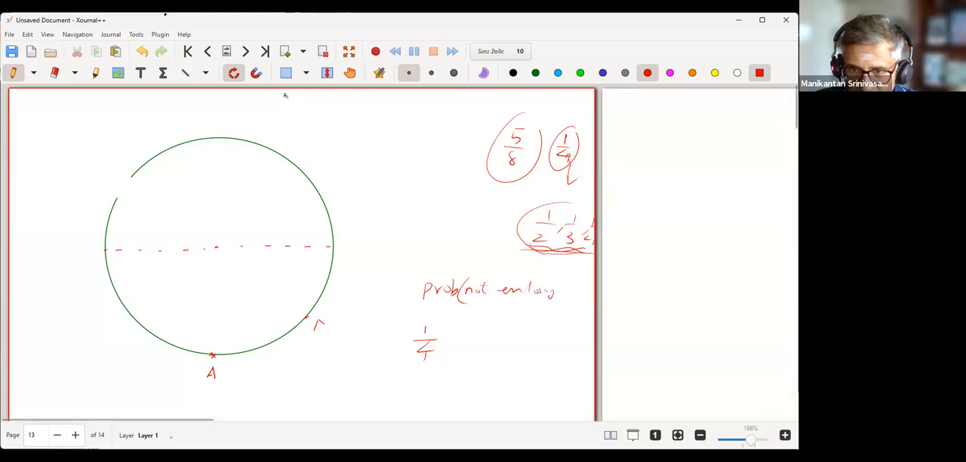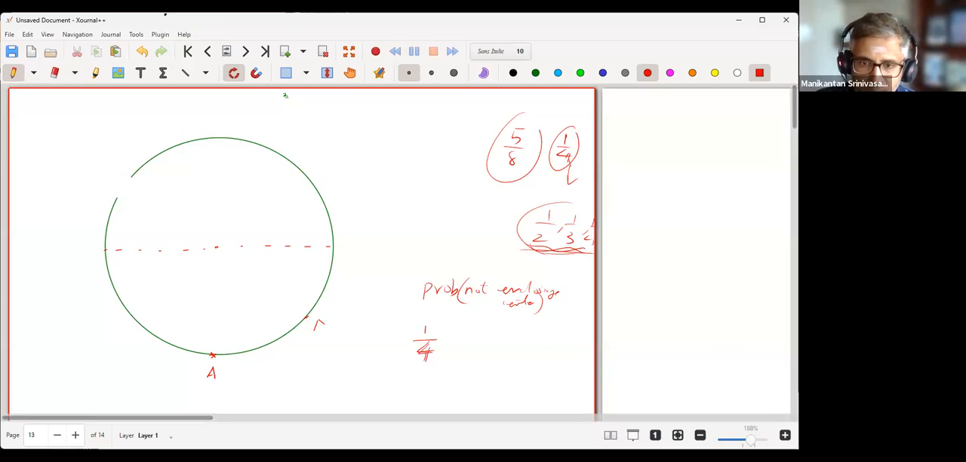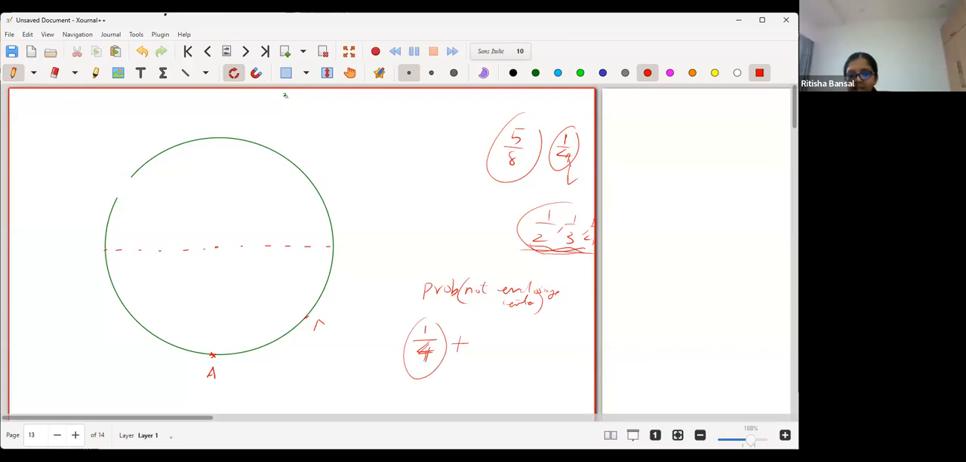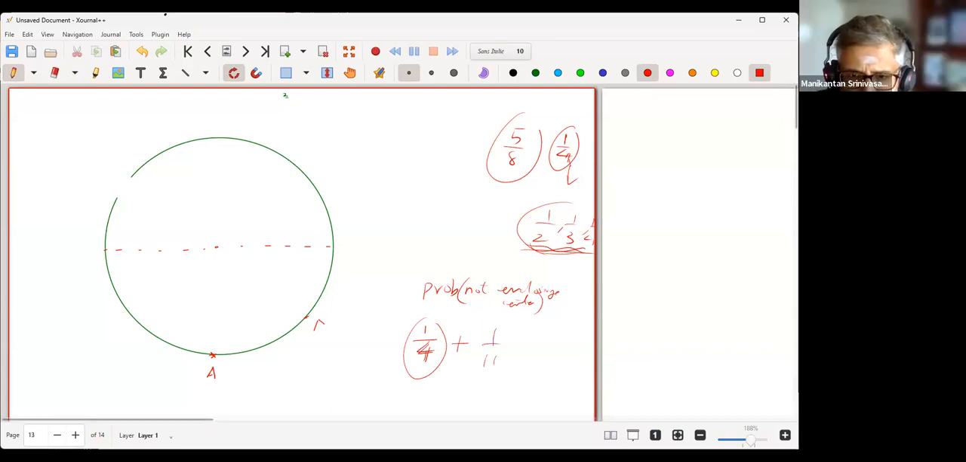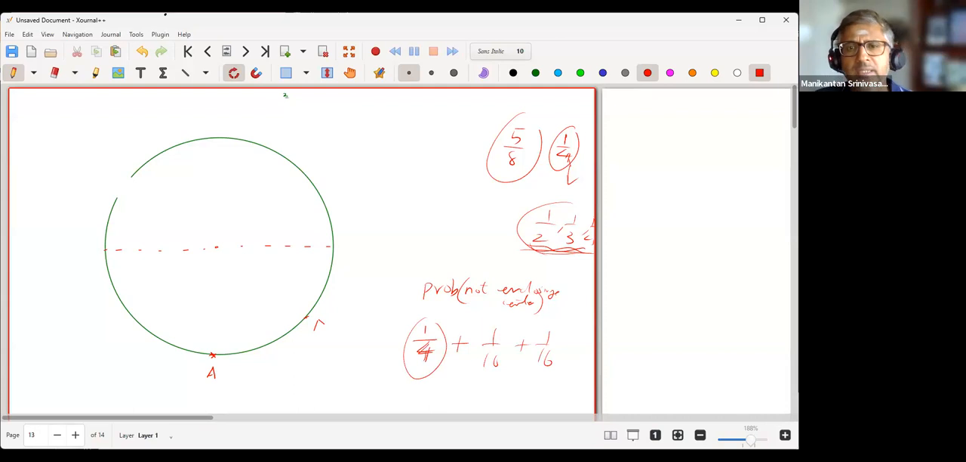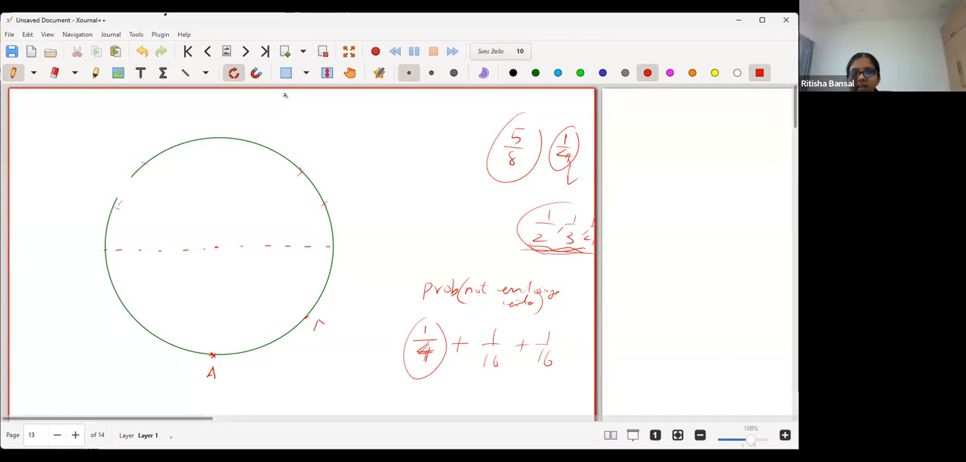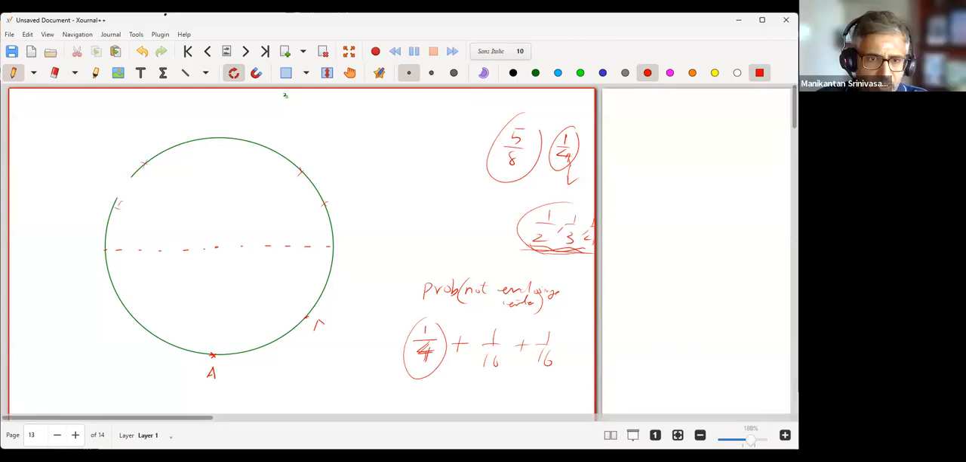Ritisha, just to be clear, you're saying the probability for not enclosing the center, correct? Yeah. So you want the probability of not enclosing the center to be 1/4 plus 1 by 16 plus 1 by 16. Okay, explain to me this 1 by 16 and 1 by 16 again, please. 1 by 16 is both are above and both are on the right side of the center, or both are on this quadrant. Then also it's not formed.